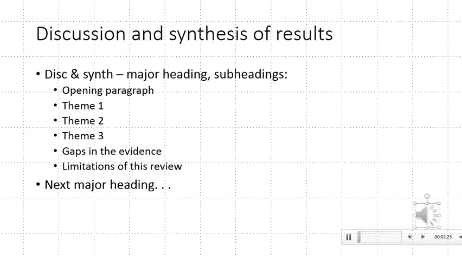So to sum all this up then, your discussion and synthesis of results section of the paper, which is big, this is where we said you show your chops as a nurse practitioner, this would be your major heading, discussion and synthesis of results, and it would probably look something like this. You'd have an opening paragraph or two, and then you'd have a subheading for some themes, then you'd have a subheading that's called gaps in the evidence, and then you'd have another subheading that has limitations of this review. There is one more major heading that I said we would talk about in this PowerPoint.